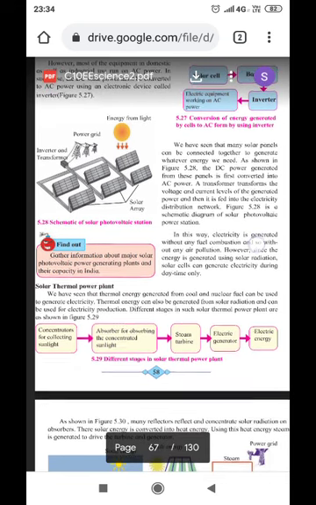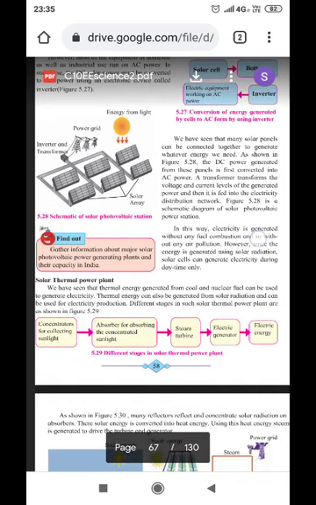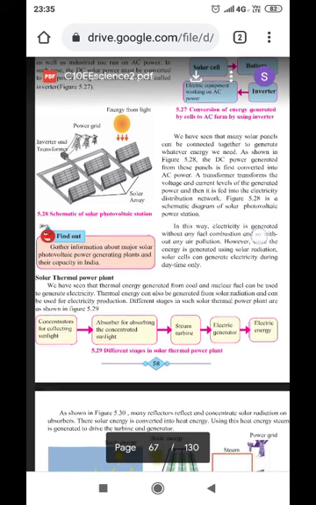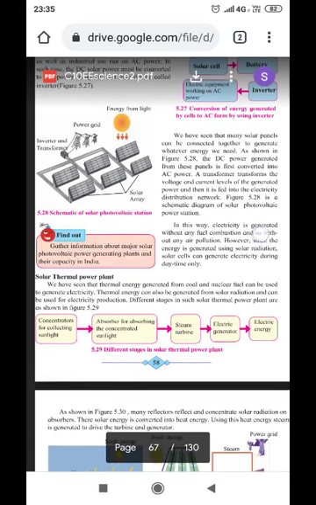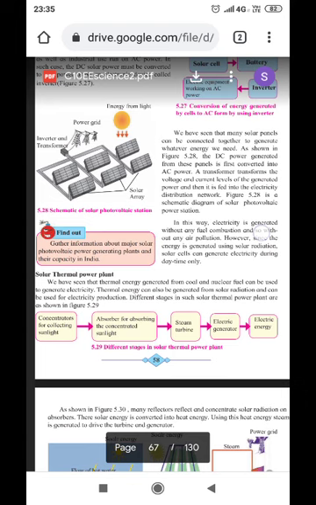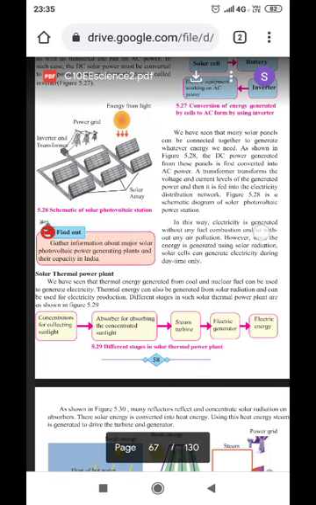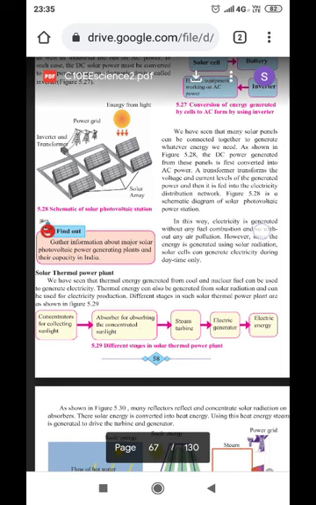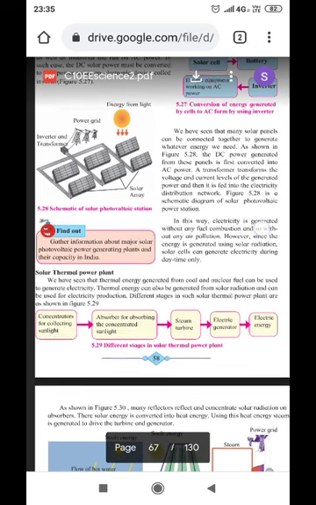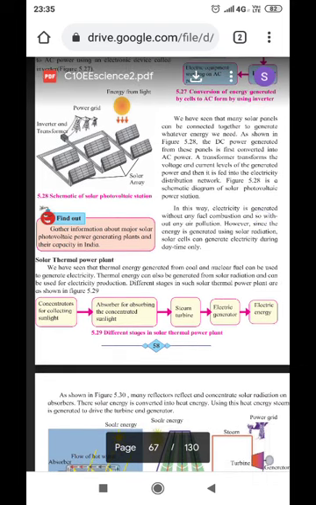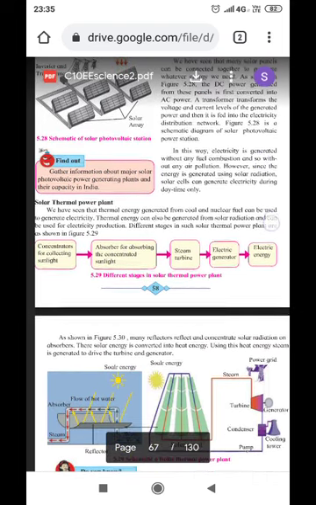Now, the solar thermal power plant. We have seen that thermal energy generated from coal and nuclear fuel can be used to generate electricity. Thermal energy can also be generated from solar radiation and used for electricity production. Different stages in such a solar thermal power plant are shown in figure 5.29. You can see the flow chart here: concentrators for collecting sunlight, an absorber for absorbing the concentrated sunlight, then steam turbine to electric generator, and electric generator to electric energy.